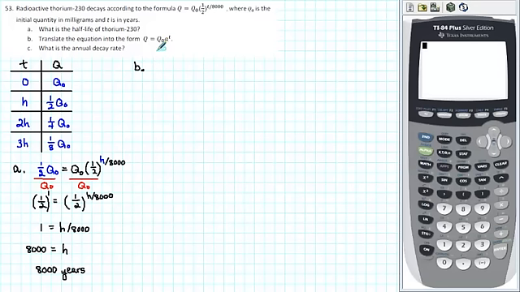For part B, we're asked to translate the equation into the form Q = Q₀ · A^T. Both equations are equal to Q, so let's set the two right-hand sides equal to each other. Q₀ is the initial amount, and T is the time. So all we need to do is to determine what is the value of A that causes the left-hand side of the equation to be equal to the right-hand side of the equation. Our first step might be to divide both sides by Q₀.